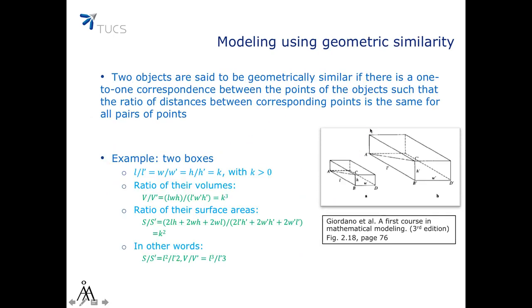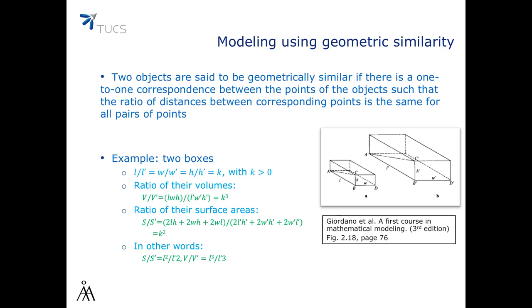In the case of more complex objects, two objects are called geometrically similar if there is a one-to-one correspondence between the points of the objects, such that the ratio of distances between the corresponding points is the same for all pairs of points. What this means in the case of two boxes, just to take an easy example, is that the ratio of their lengths is going to be equal to the ratio of their widths, and equal to the ratio of their heights, and let's denote that by k, with k some positive constant.